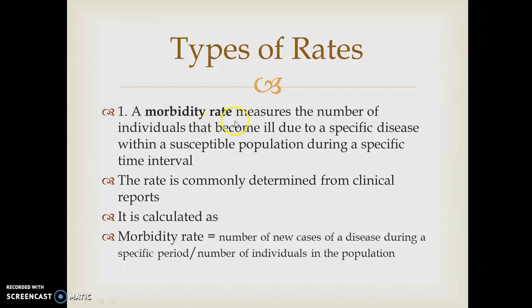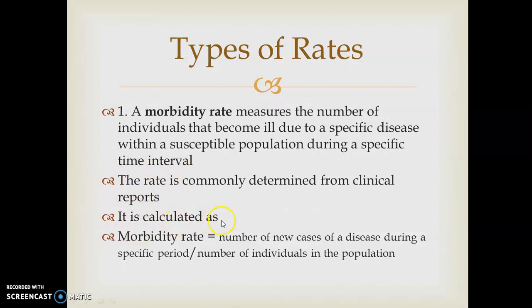The morbidity rate measures the number of individuals that become ill due to a specific disease within a susceptible population during a specific time interval. So in the morbidity rate, we measure how many individuals in a population are ill due to a specific disease or infection. The rate is commonly determined from clinical reports, because a clinical report will be an authentic one.